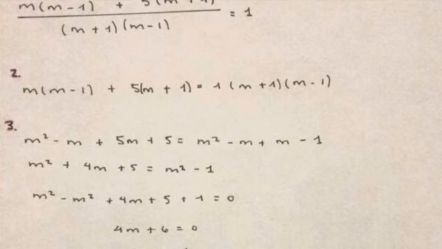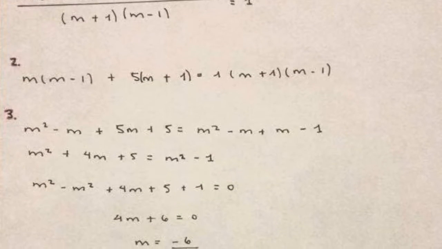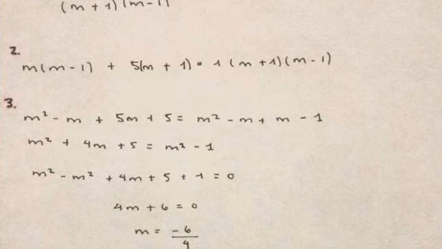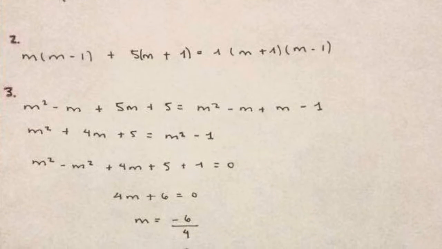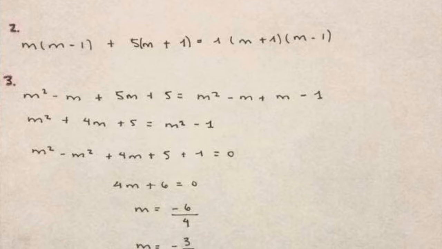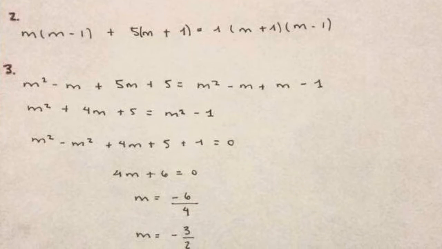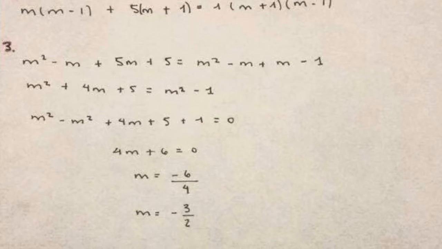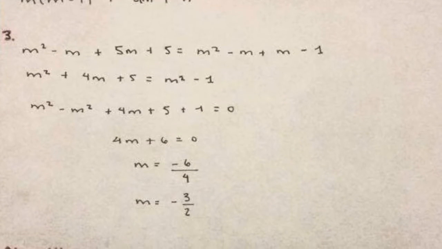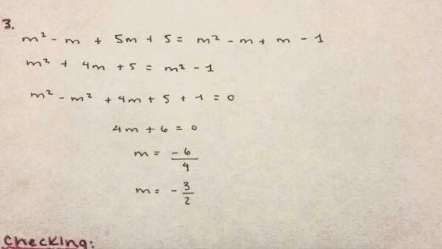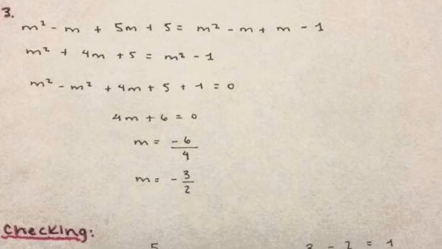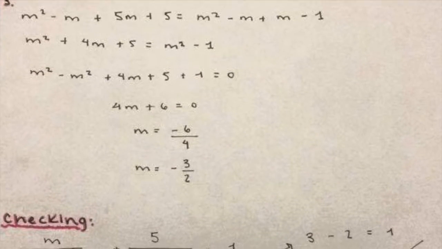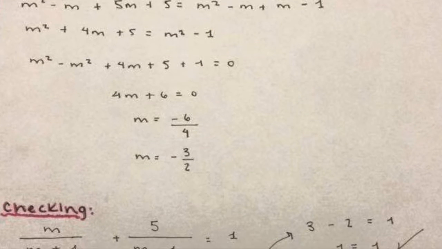Next, we have to pass the denominator multiplying to the other side, and solve the terms that are added on the first side. So in the third step, we do m squared minus m plus 5m plus 5 equals m squared minus m plus m minus 1 because we multiplied the terms that were on each side.